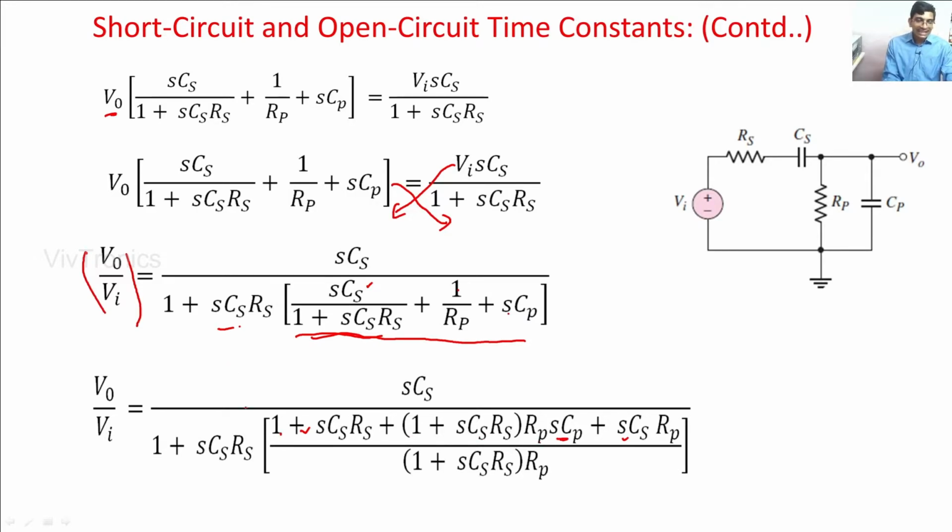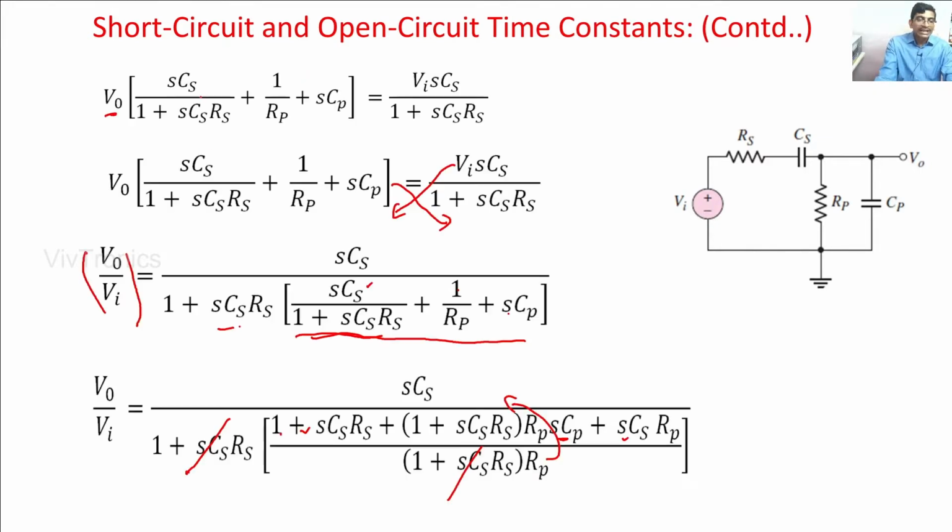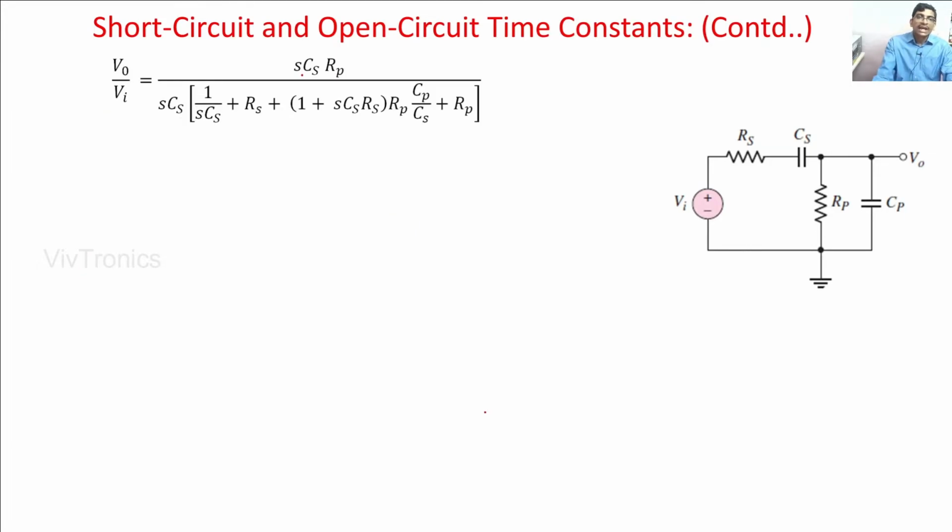Now we can cancel this 1 plus SCS Rs and this 1 plus SCS Rs, and also this Rp will go to the numerator section. Therefore the above equation becomes V0 divided by Vi is equal to SCS RP divided by, and also I am going to take SCS common from the denominator terms. Okay, therefore the above term can be given as 1 by SCS plus RS plus 1 plus SCS RS into RP into CP divided by CS plus RP.